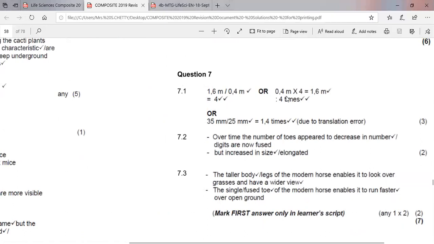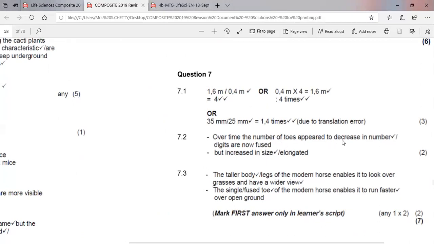Seven, sorry. Four times bigger. What happened to the toes? Over time, the number of toes appeared to decrease, as we said, or the digits are now fused, but increase in size. So they have decreased in number, but I would have said specifically one has increased in size, isn't it so? Until you've gone to one.